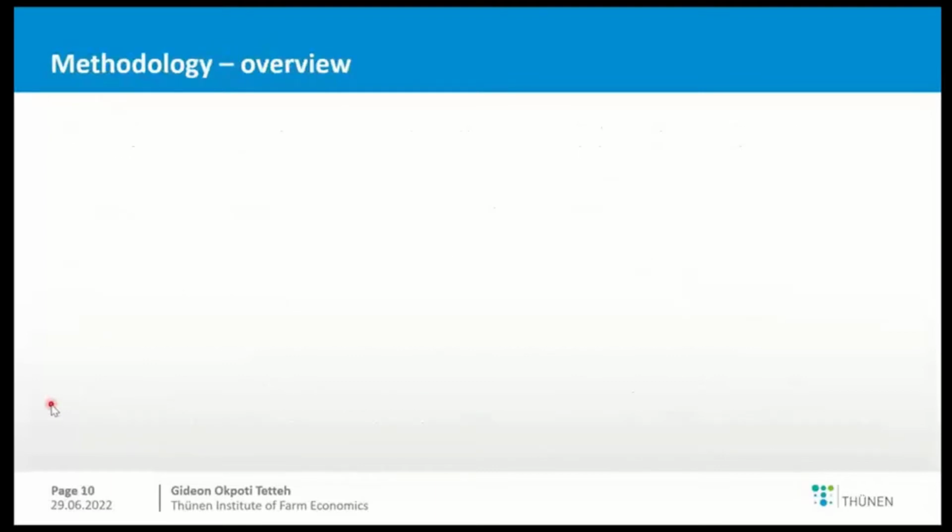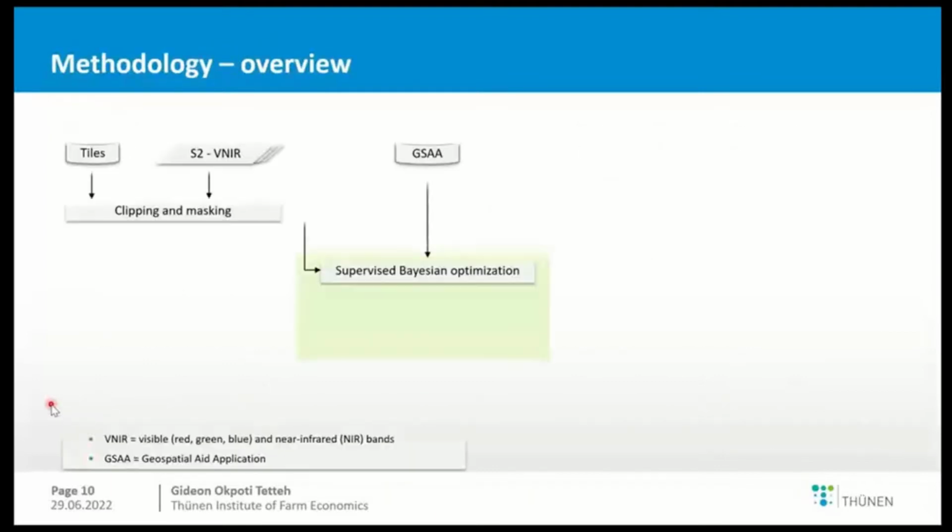So, an overview of the methods I use. It begins with the first paper, based on using the tiles and then Sentinel-2, the visible and near infrared bands. I clip the Sentinel-2 images to the tiles, and then I mask out all non-agricultural areas. And then in combination with the reference data, I was able to create the supervised approach.